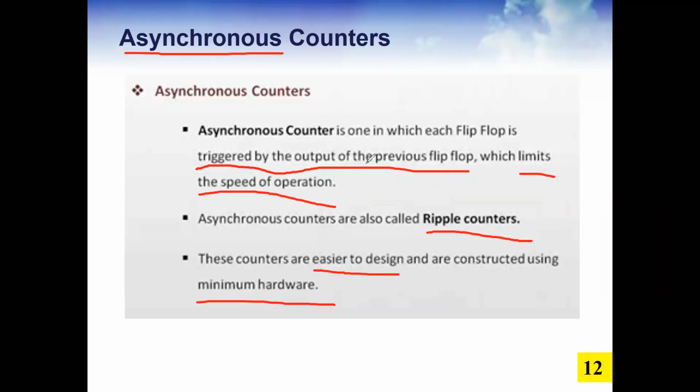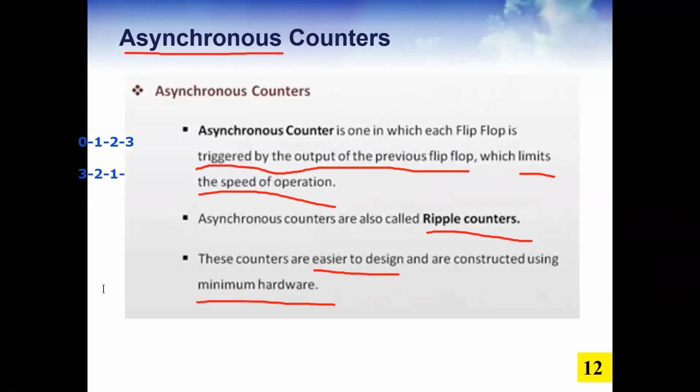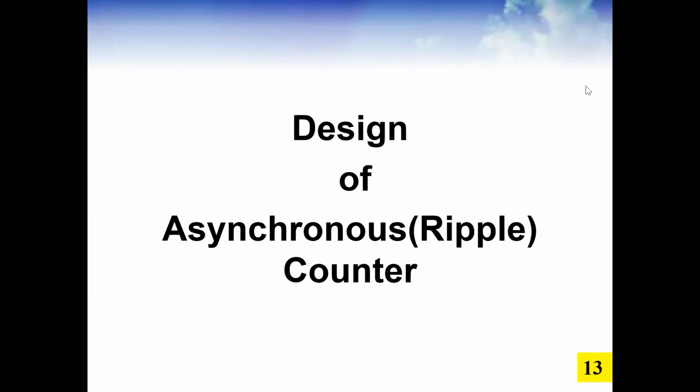Counters could be up counters or down counters. An up counter counts in the upward direction, starting with 0, then the next count will be 1, then 2, then 3. If it is a 2-bit counter, the maximum count will be 3. If I am saying down counter, it will start with the maximum value like 3, 2, 1, then 0. One by one we will discuss this. So let's see first the design of ripple or asynchronous counters.